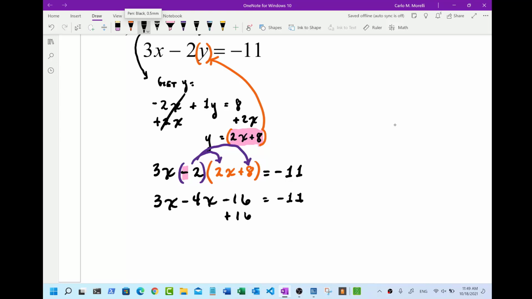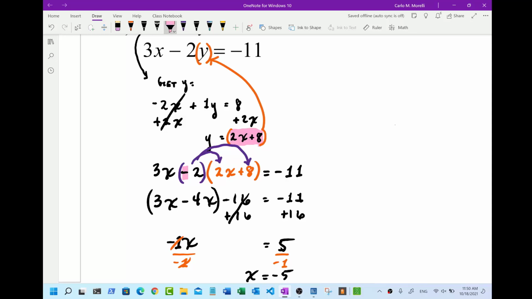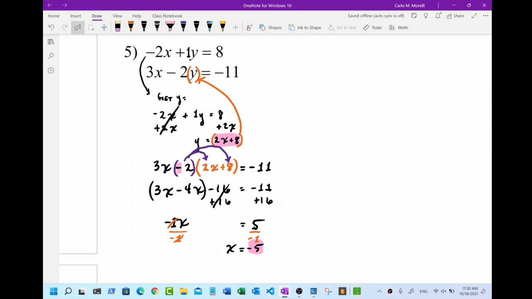Add 16 to both sides. Cancel here. These are common terms, so that's negative 1x equals 5. Now we divide both sides by the negative 1, and we arrive at the conclusion that x equals negative 5. Okay, that's very important. Now we know one of our variables, so we can just take that and plug it into either equation. It looks like the top equation is just easier to work with, so we'll go ahead and substitute into the top equation.